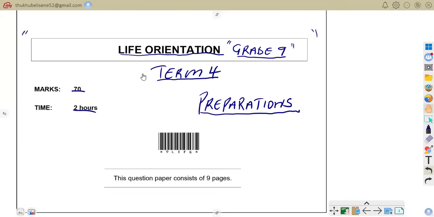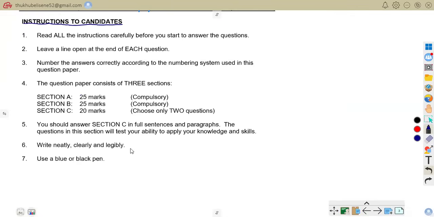I want us to look at Life Orientation, Grade 9, Term 4, as a preparation for the exams that we're going to write on Life Orientation, Grade 9. The total marks for this question paper is 70 marks, and you are to only take 2 hours to write this question paper. Let us quickly go to the instructions and information.